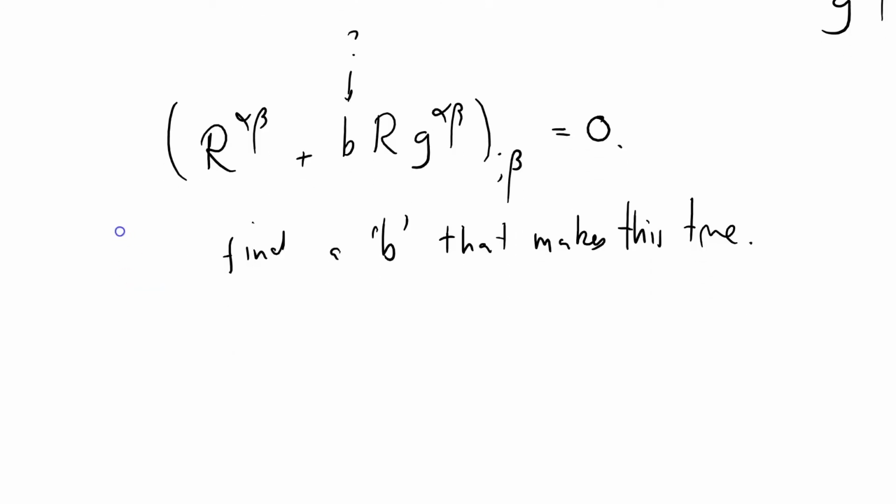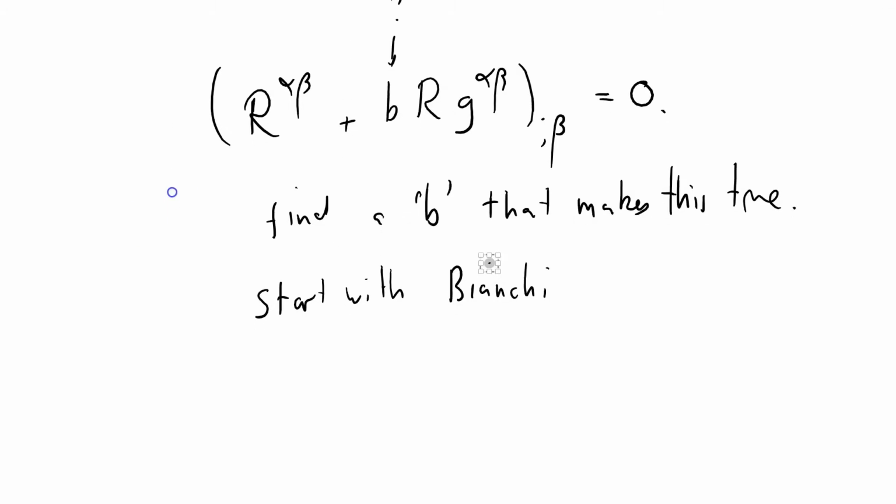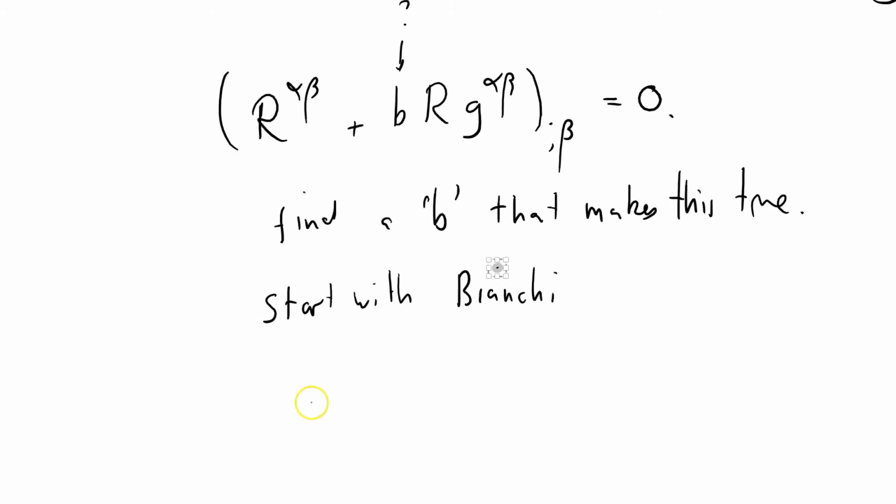Well, we start with the Bianchi identities. They're very useful, the Bianchi identities. Even now I say Bianchi in my head and that's wrong. All right, so I'm just copying off my notes here and I'm going to write down the Bianchi identities.